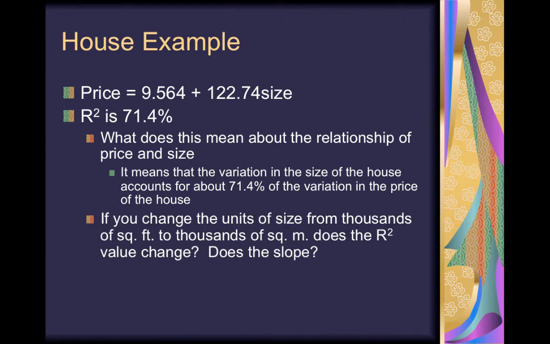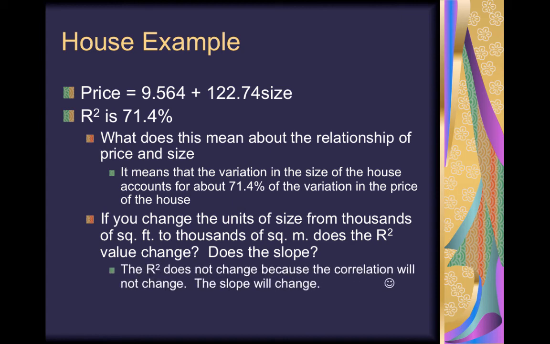What happens if we change our units? If we change our units of the size of the house from square feet to square meters, does the r squared value change? So r squared is based off of our correlation, and correlation has no units, so changing the units will not actually affect r squared. However, our slope does have units, our y over our x, so in this case, dollars per size. So changing the units will absolutely change the slope. So again, r squared does not change because correlation will not change, but the slope will change.